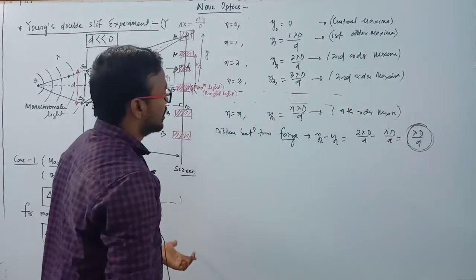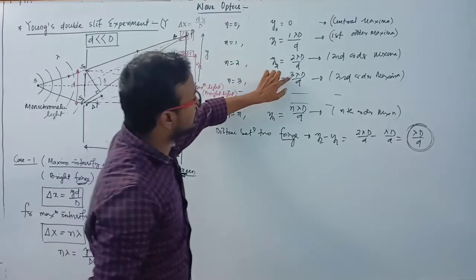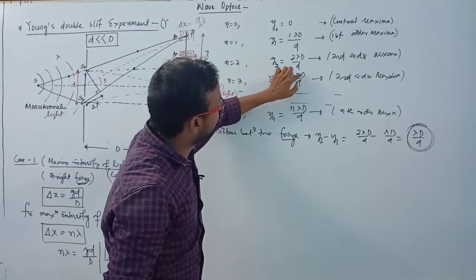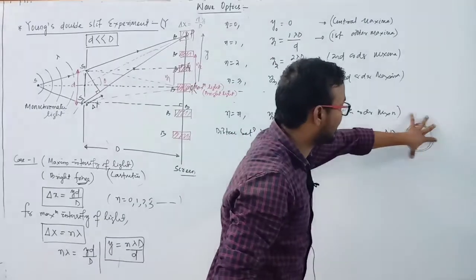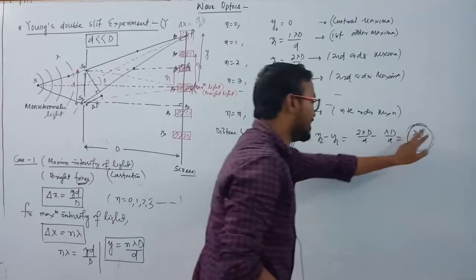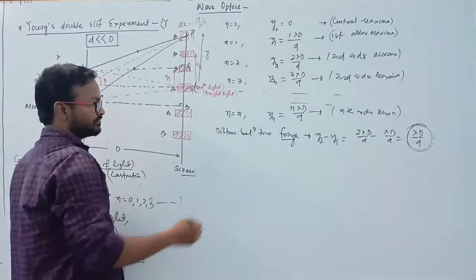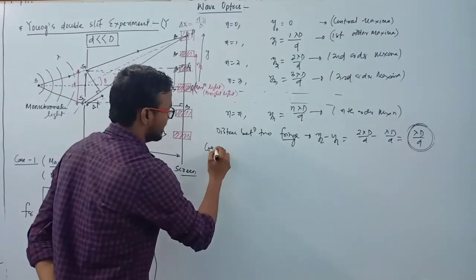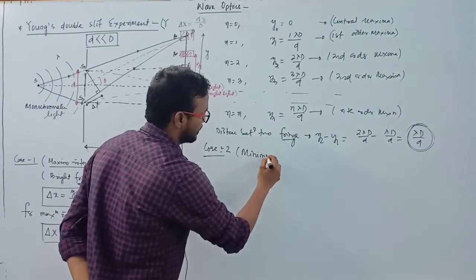If you find the distance between y3 and y2, then also 3 lambda D by d minus 2 lambda D by d is equal to lambda D by d, and this distance between fringes is always constant. This lambda D by d is also known as fringe width. We will discuss it later. Next, we will discuss case number 2 for minimum intensity of light.